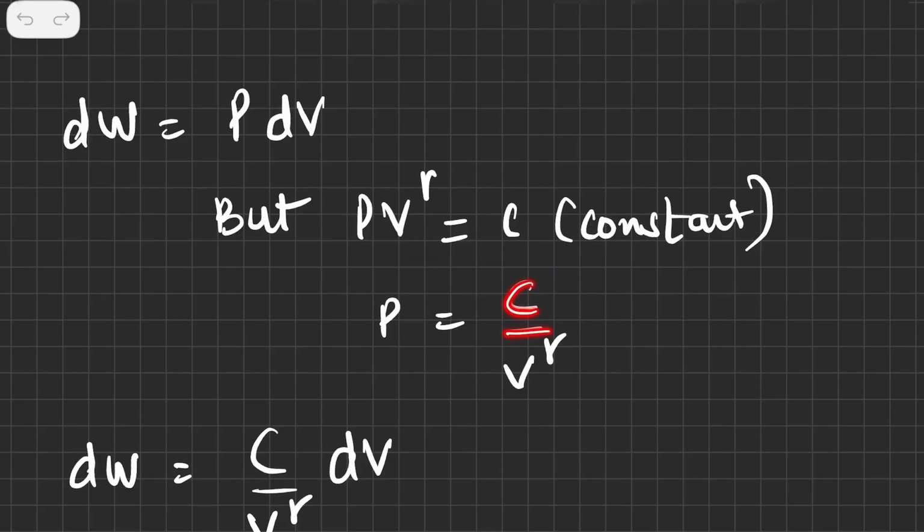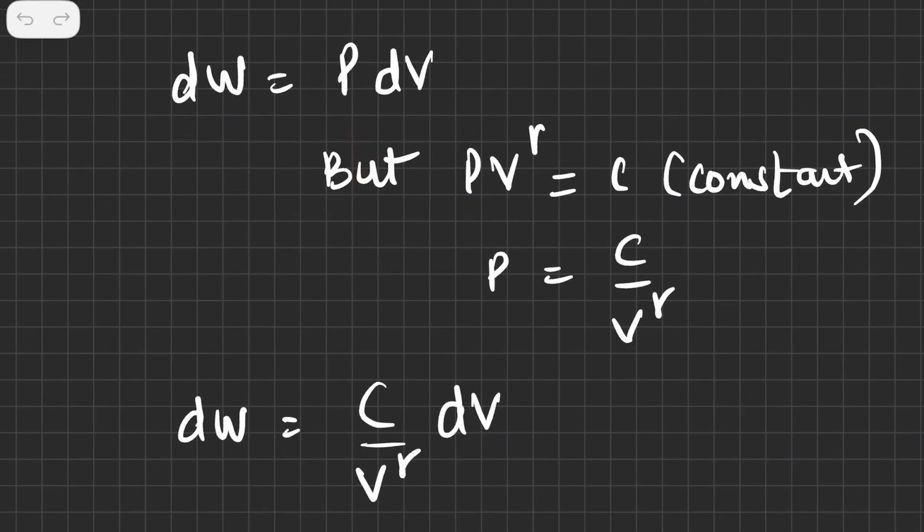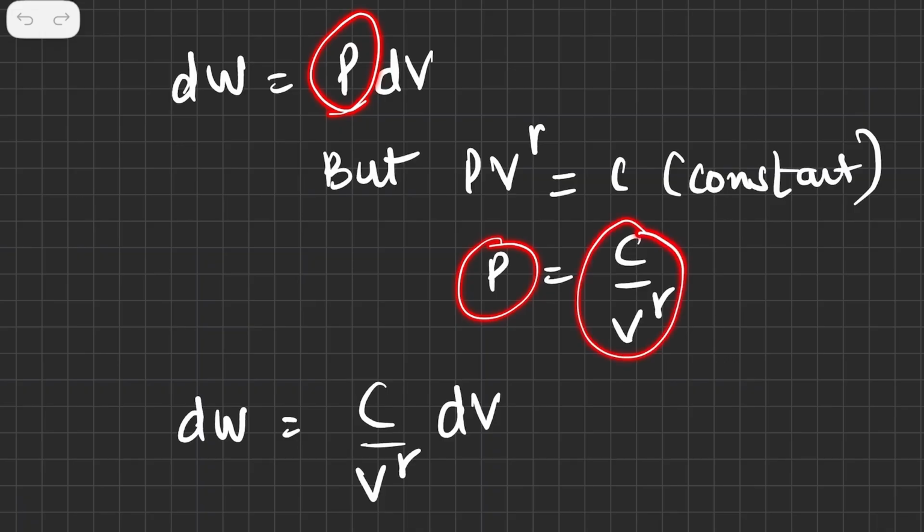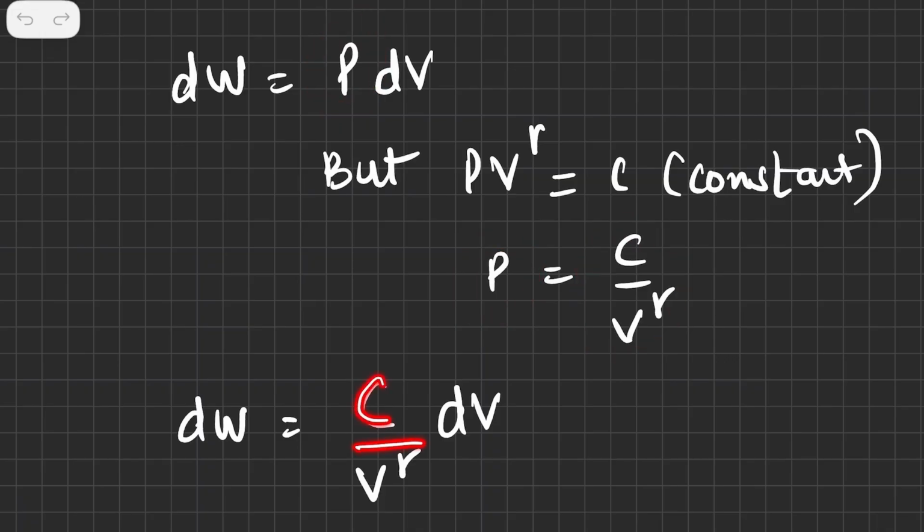So constant upon V raised to gamma, this is what we get for P. Put the value of P over here. So what remains is dW is equal to C as it is. Wherever there is a P, put the value of C upon V raised to gamma. So this comes out to be C upon V raised to gamma dV.